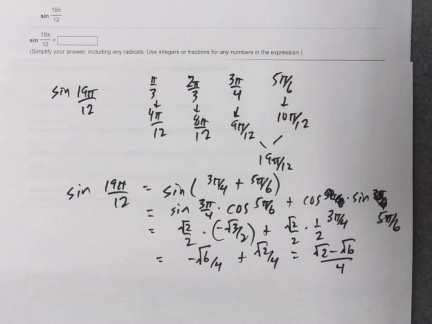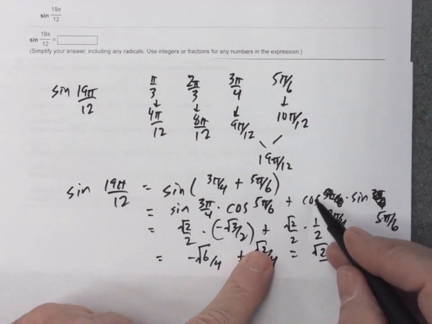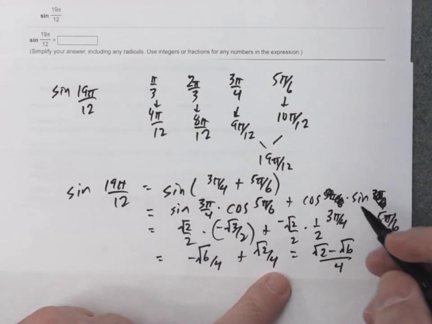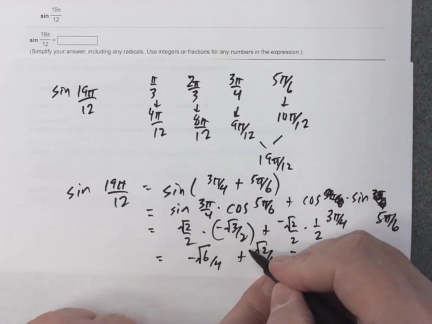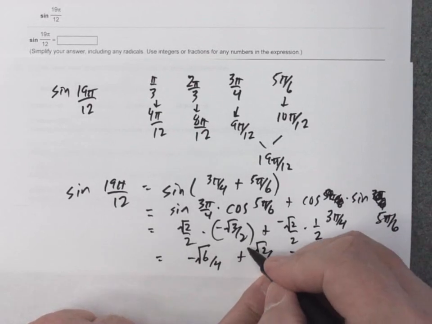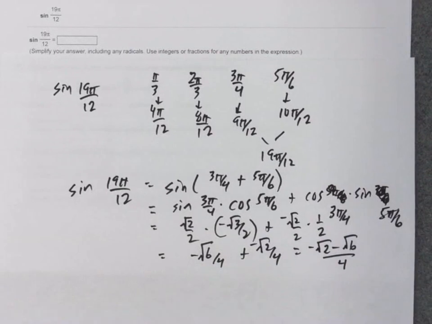Looks like I messed up on a sign. Oh yeah, right here, cosine of 3 pi over 4, sorry. Both those are negative. Okay, so that's one use of those sum and difference formulas to help us find special values of angles.